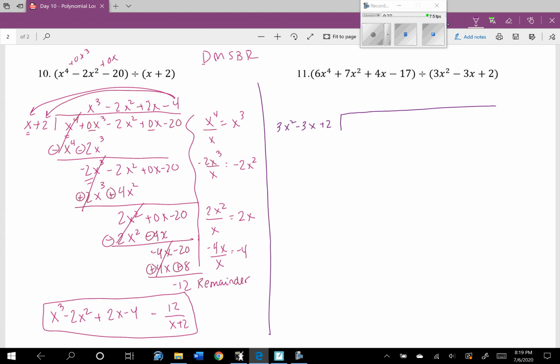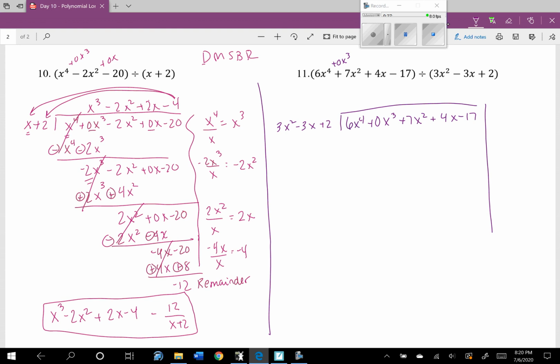Here I have 6x to the fourth. I'm missing my cubic term, so plus 0x cubed. This is degree 2, degree 1, degree 0. So we're just missing that 0x cubed. So 6x to the fourth plus 0x cubed plus 7x squared plus 4x minus 17. And again, if you are missing that 0 placeholder, please make sure to always write it in because you don't want to forget to put terms where they go.